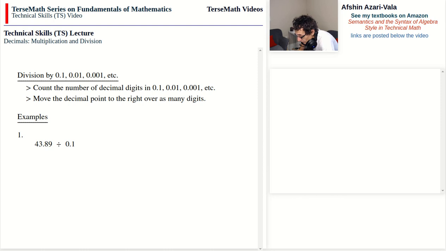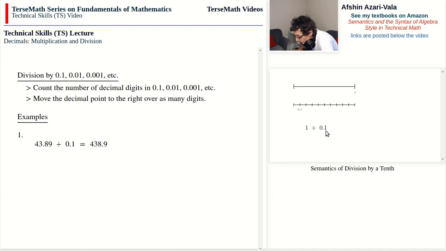Okay, so if I have 43.89 divided by 0.1, there is only one decimal digit in 0.1, and we move the decimal point here forward over one digit to end up with 438.9. So to explain why that happens, how is it that you divide by 0.1 and the answer becomes larger? Let's take a look at the division 1 divided by 0.1.